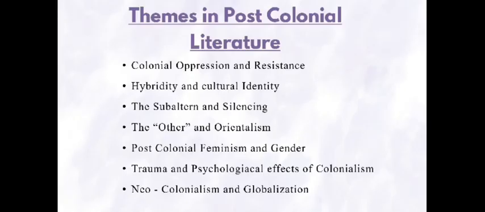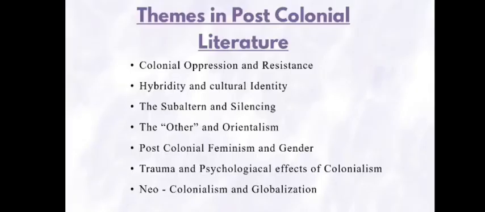Example, The God of Small Things by Arundhati Roy. It highlights caste, colonial legacy and the silencing of marginalized voices in India. The Other and Orientalism, in which colonized people are often portrayed as the other, exotic, primitive or dangerous by Western literature. Example, Heart of Darkness by Joseph Conrad.